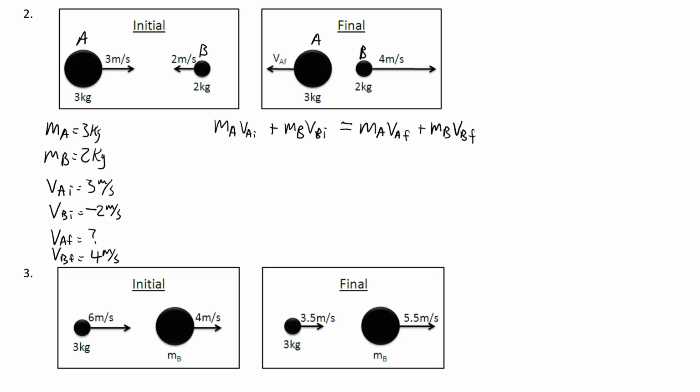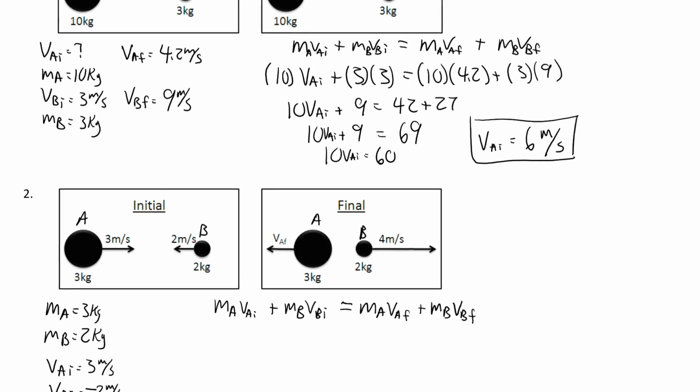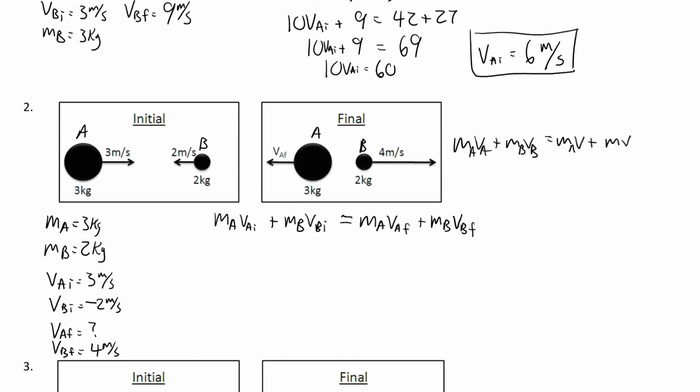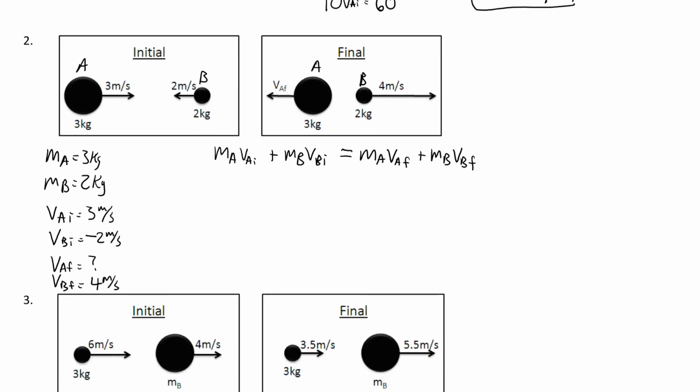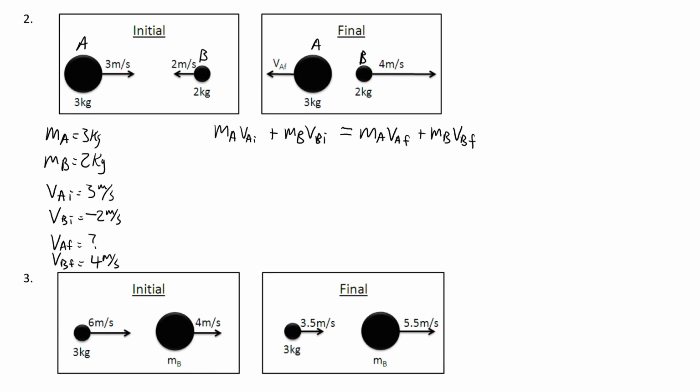So you could write it out either way. It's really up to you, but I think writing MV plus MV equals MV plus MV, and then writing in the A's and B's makes it a little bit easier. Okay, now that we have the equation written down, we can start plugging in.